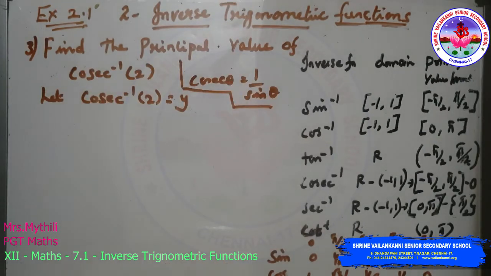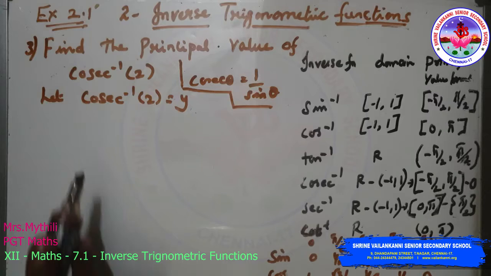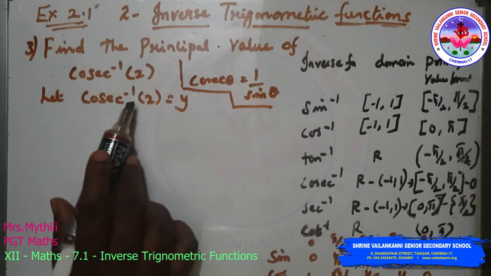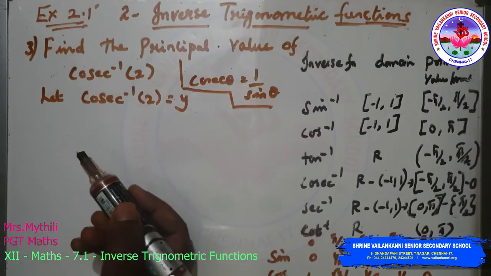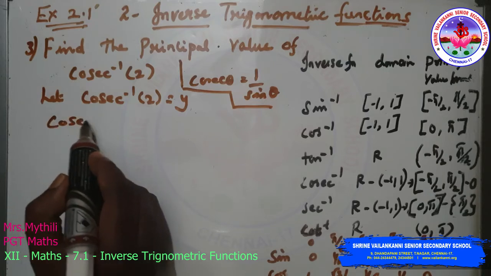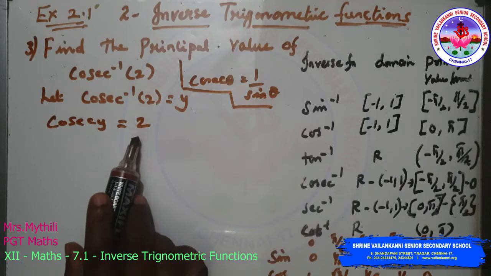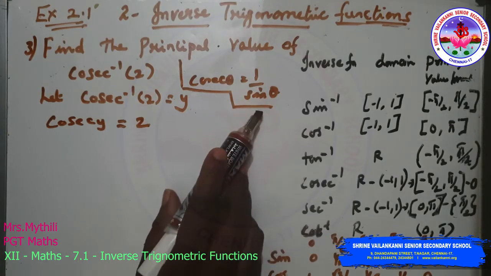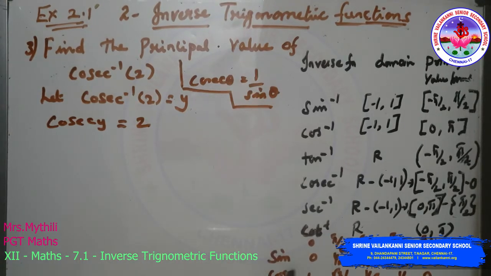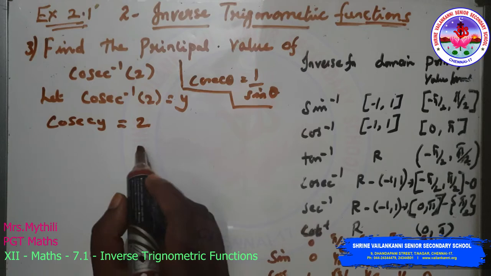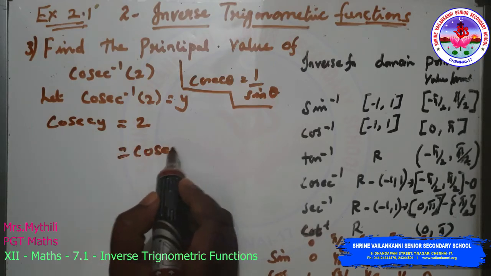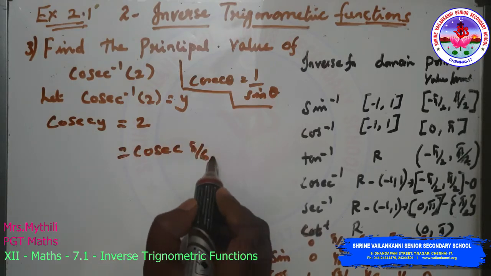Third one, find the principal value of cosecant inverse of 2. Let cosecant inverse of 2 equal to y. So cosecant y equal to 2. Cosecant theta is the reciprocal of sine theta. So the angle is pi by 6, which is cosecant pi by 6.